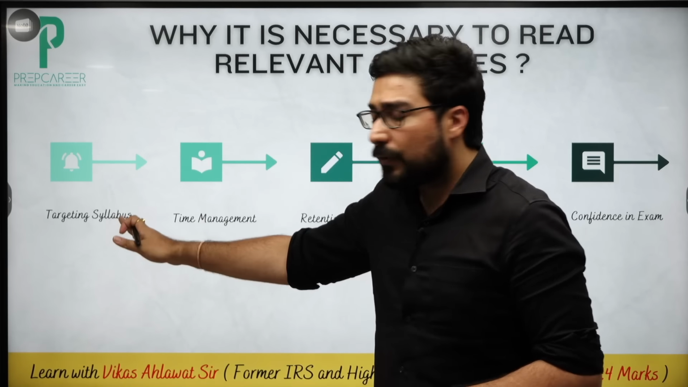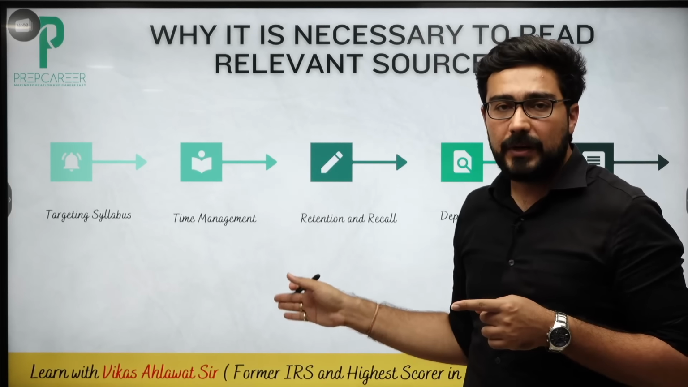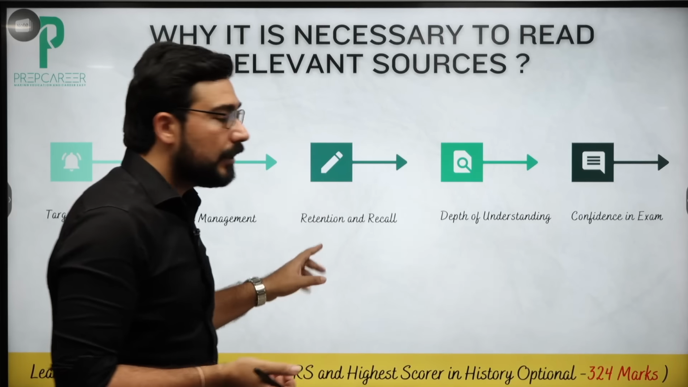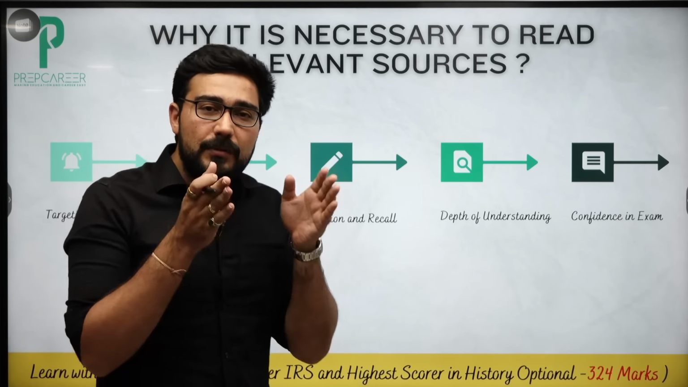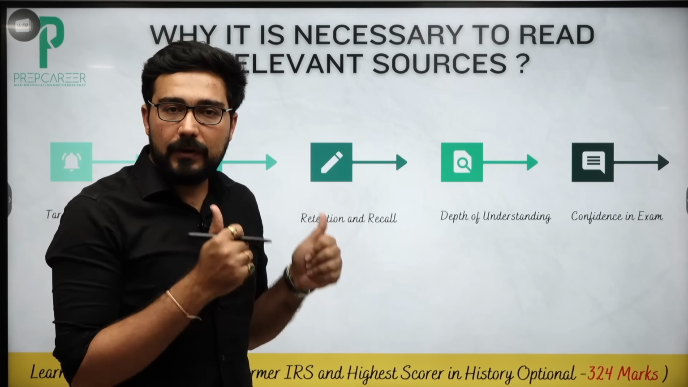So we have to target the syllabus, number 1. Second, when we target the syllabus, we'll have time management. We have to finish the optional within 5 to 6 months. Very important. Third, if you're able to do this, you have to limit your resources. You can easily retain and recall whatever you have learned.